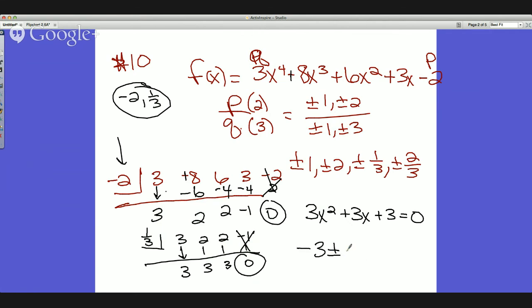So then we do -b plus or minus square root of b squared minus 4ac all over 2a. And so, yeah, all over 2a with Humpty Dumpty. What was that? The Pop Goes the Weasel. That's right.